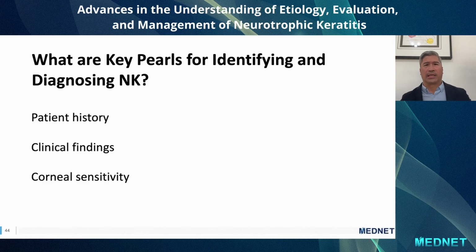And so the key pearls when it comes to identifying and diagnosing NK is going to be the patient history once again. If they've been on dry eye medication, not getting better, perhaps they have diabetes, perhaps they've been on glaucoma drops for a long time, those are patients that I'm already thinking NK. Looking at those clinical findings, anytime I see grade 2 staining or higher, those are patients I'm thinking I need to test for corneal sensitivity. And so that is the take home: test for corneal sensitivity. You're going to find more patients that have NK than we think.